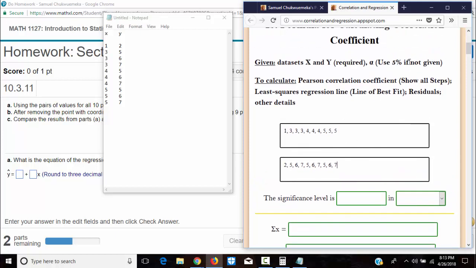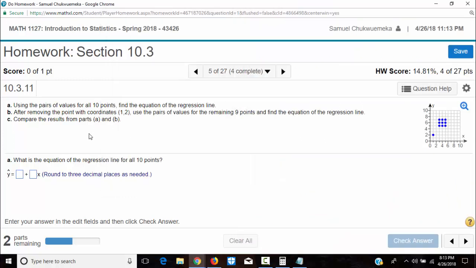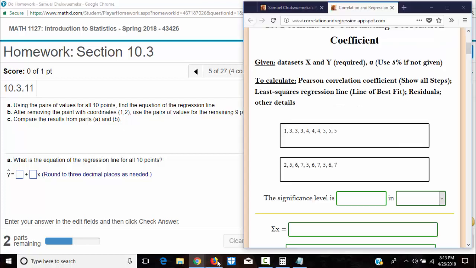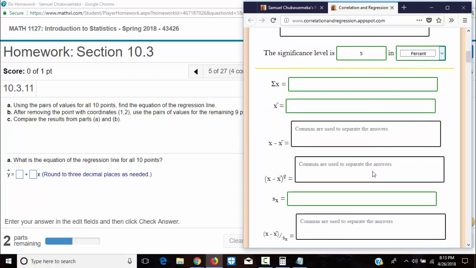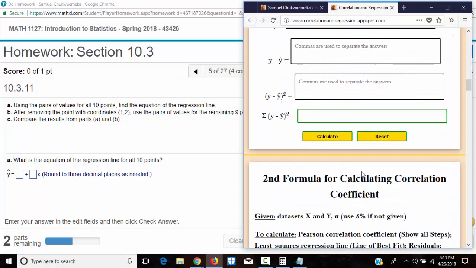Then it says here, use 5% significance level if you're not given. I know here they didn't give us the significance level, so we're gonna use 5%. That's fine. So just put 5%, select percent. If you're gonna use decimal, you put 0.05. And then you just click calculate.